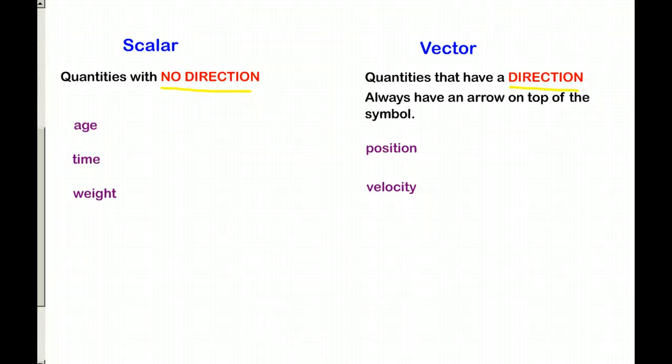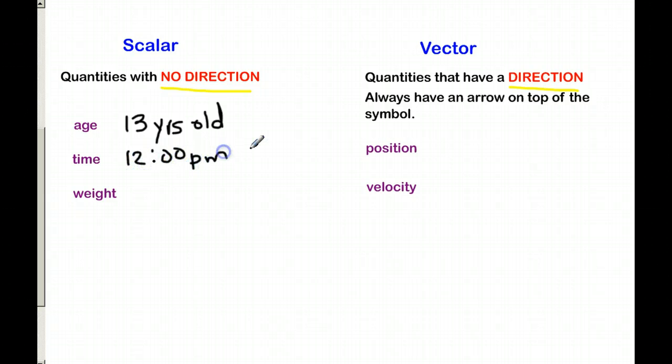So for example, scalar quantities have no direction associated with them. So we're talking direction meaning east, west, north, south, up, down, any sort of direction. So things like your age, 13 years old. There's no direction associated with that. It's 12 o'clock p.m. No direction. Weight, maybe you weigh 155 pounds. Those have no direction associated with them. They're not moving and going in any particular direction.